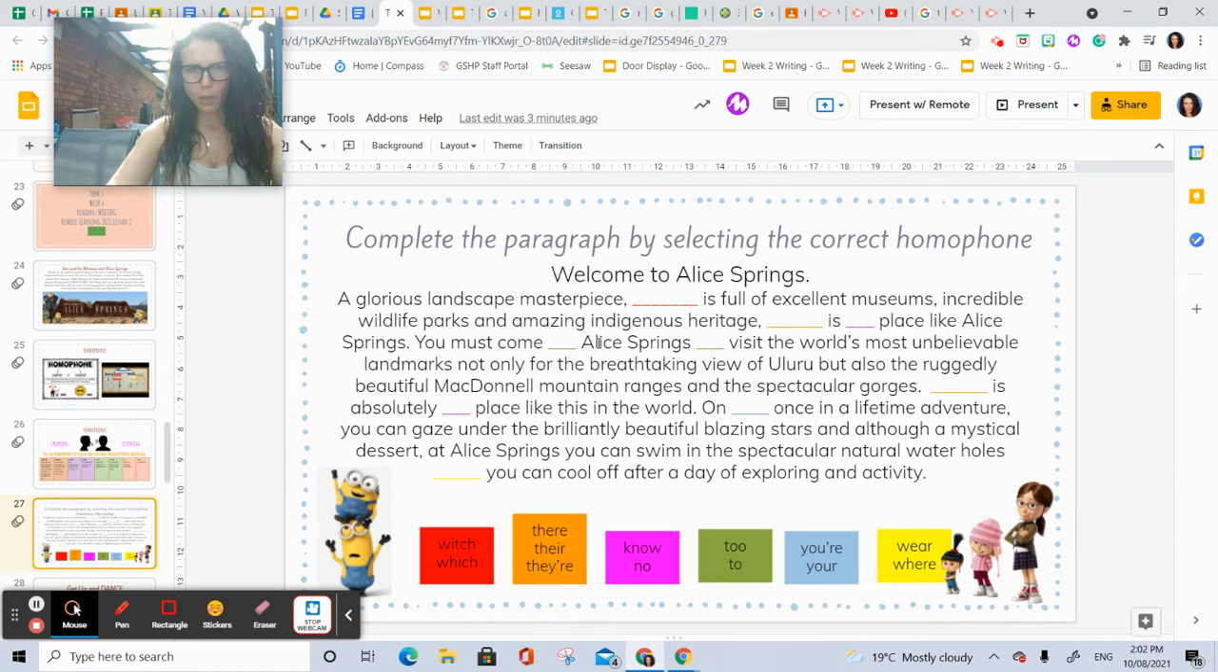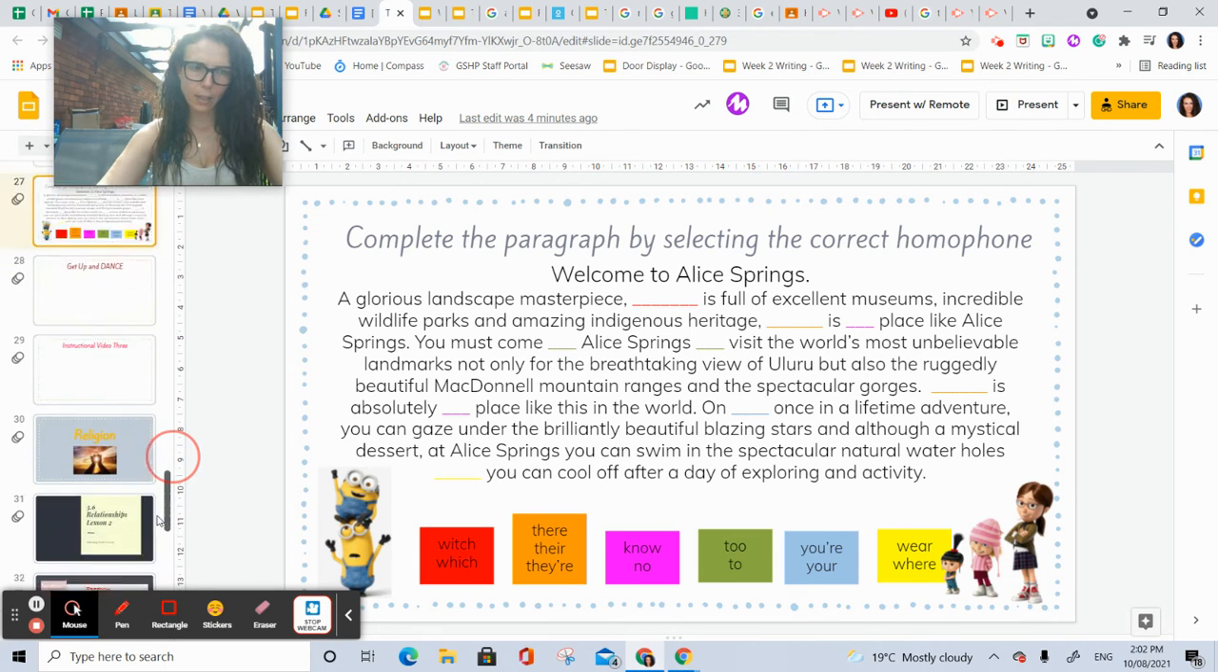You must come to Alice Springs to visit the world's most unbelievable landmarks, not only for the breathtaking view of Uluru, but also the ruggedly beautiful McDonnell mountain ranges and spectacular gorges. The next one will be there. So you need to go back to the orange. Is absolutely no place like this in the world. On your once in a lifetime adventure, you can gaze under the brilliantly beautiful blazing stars, and although a mystical desert, at Alice Springs, you can swim in the spectacular natural waterholes where you can cool off after a day of exploring and activities. So choose the correct one to place it in, and that is your writing task.